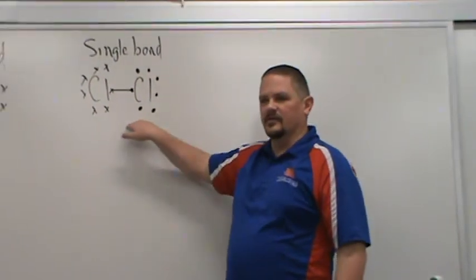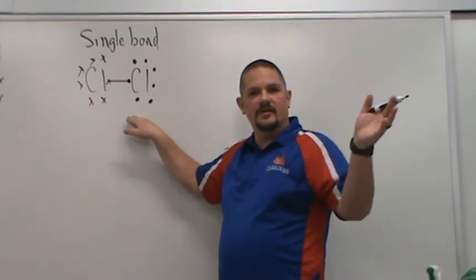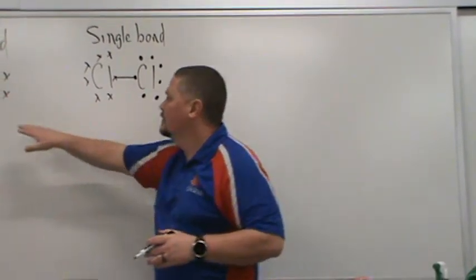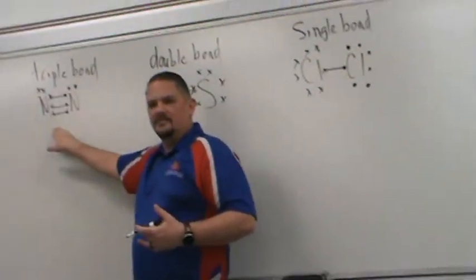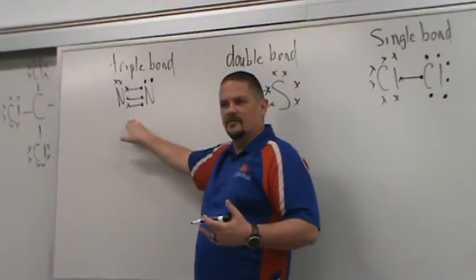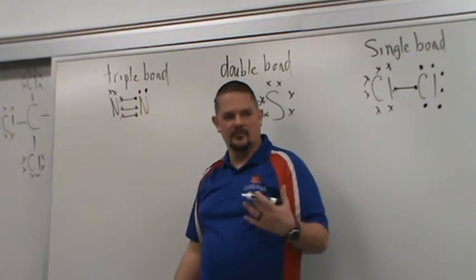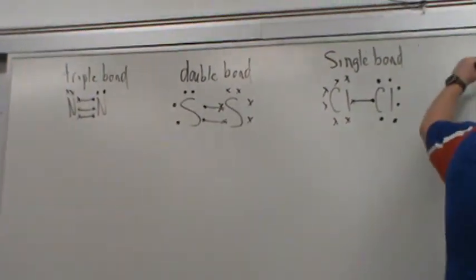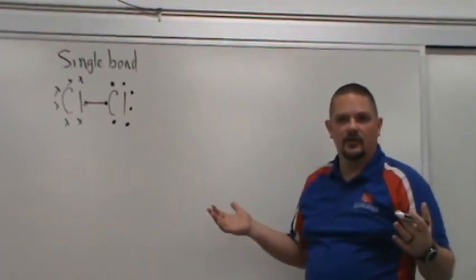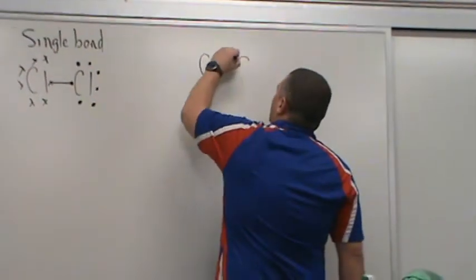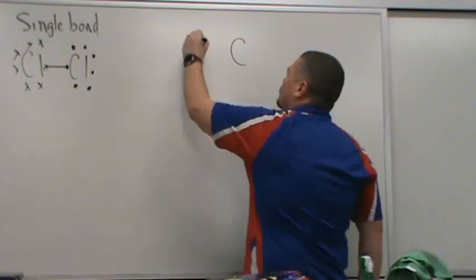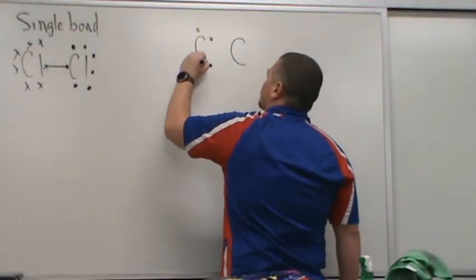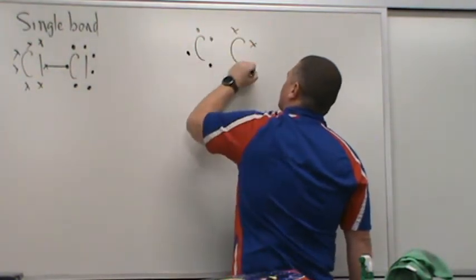Well, single bond, I showed it with chlorine, which is in group 7, right? Double bond, I showed it with sulfur, which is in group 6. Nitrogen is from group 5. To show a quadruple bond, group 4. Okay, so we look at carbon, because carbon's in group 4, right? And carbon has how many valence electrons to it? 4. 1, 2, 3, 4.